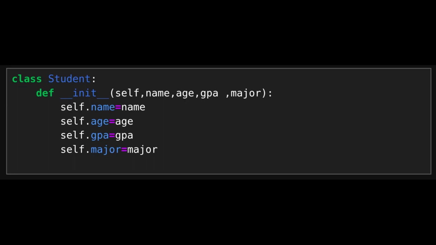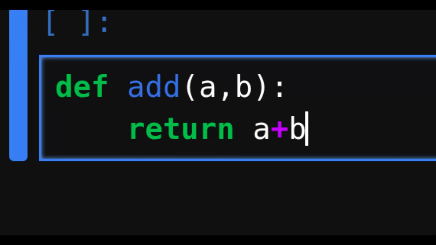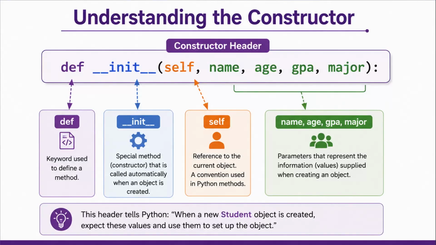class Student: def __init__(self, name, age, GPA, major). Let us examine this line carefully. First, we see the keyword def. The keyword def is used to define a function or method in Python. You have already seen this keyword when writing ordinary functions. For example, def add(a, b): return a + b. The constructor is also a method, so we use the same def keyword.